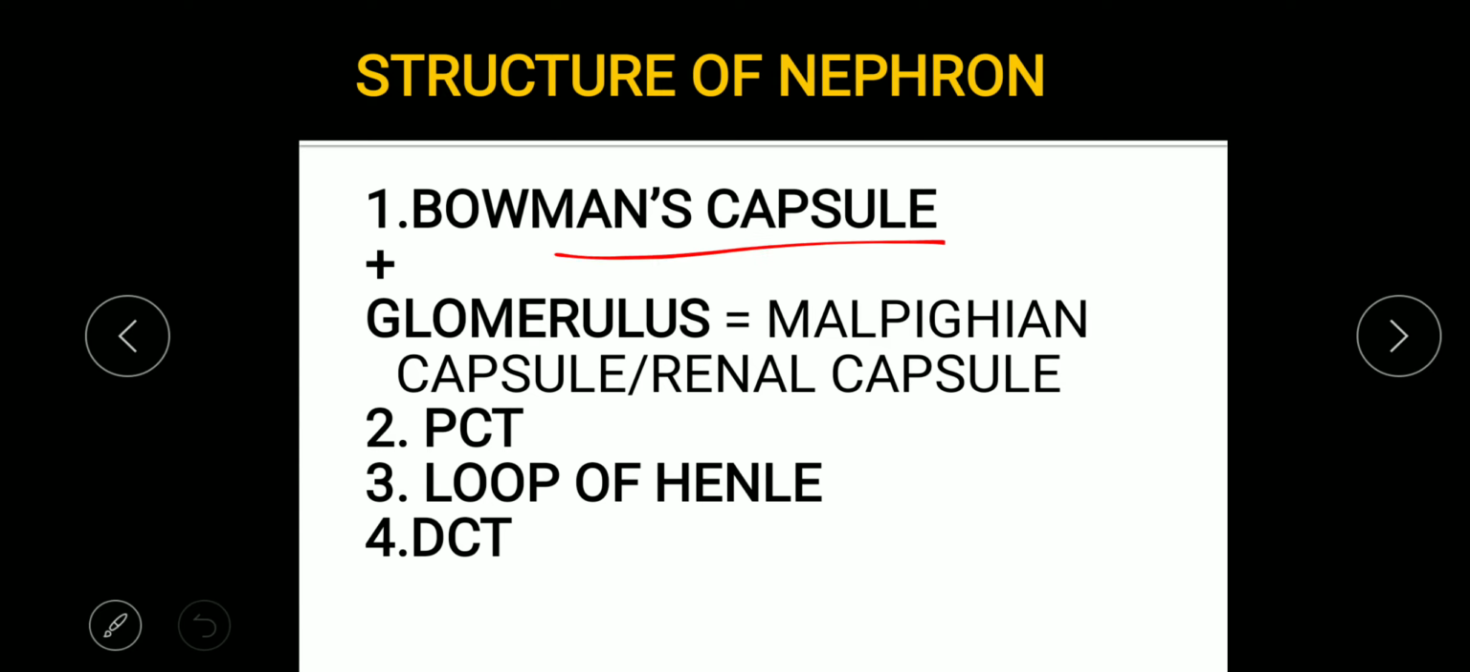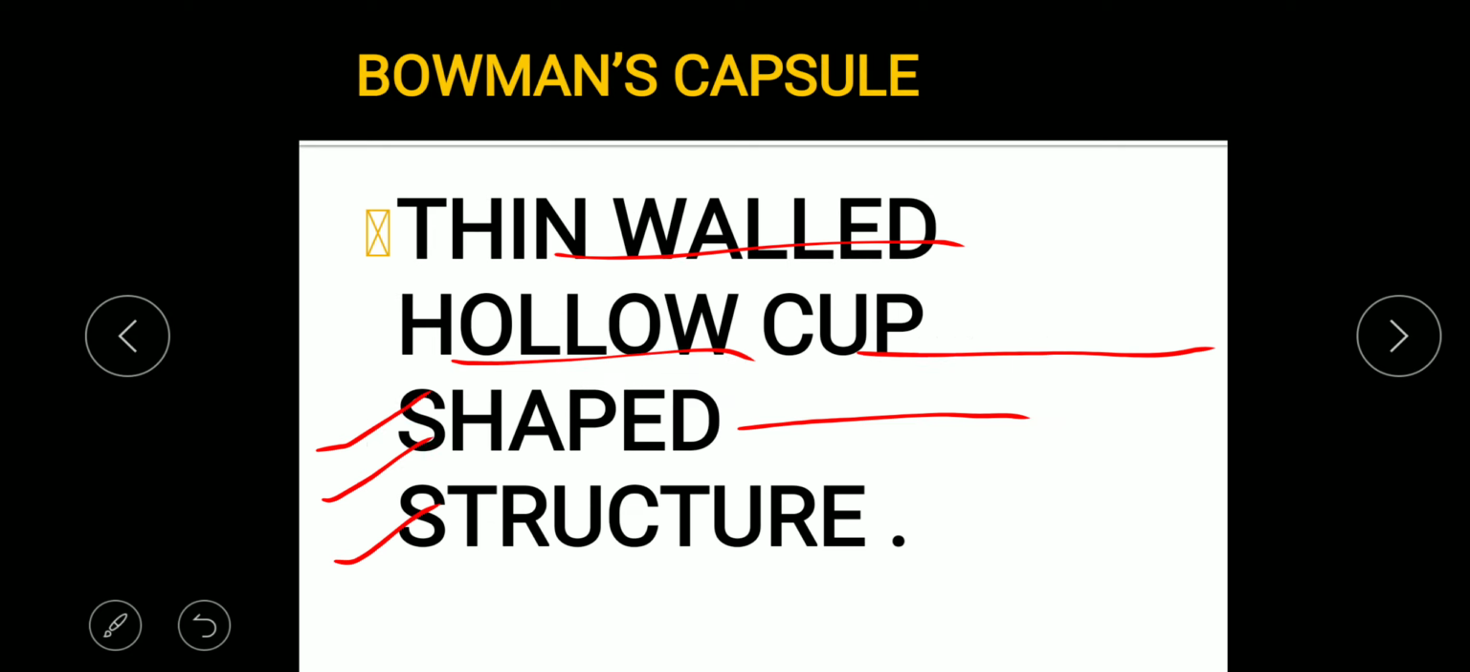So Bowman's capsule with glomerulus is known as Malpighian capsule or renal capsule. Then the other part of the nephron is PCT, that is proximal convoluted tubule. You have seen there is loop of Henle. You have seen there is DCT, that is distal convoluted tubule.